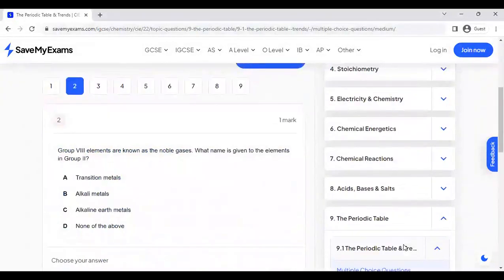Question number 2 says, group 8 elements are known as noble gases. What name is given to group 2? Like I said earlier, group 2 elements are referred to as alkaline earth metals. And that is simply because they react with water to form alkaline solution, and they are not decomposed by fire. So our answer is C.